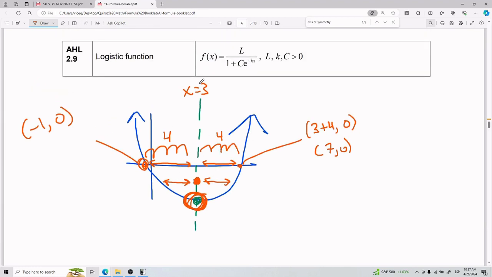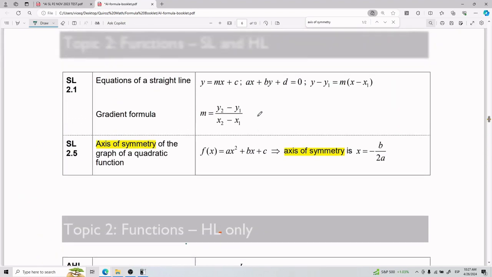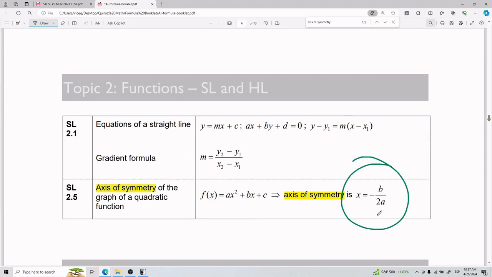Okay, and so the axis of symmetry gives you this line in green. It would give you x equals 3 in the example that I gave. Now, what is the formula? It's negative b over 2a. What is b? What is a? Well, your function, your parabola, we call it ax squared plus bx plus c.